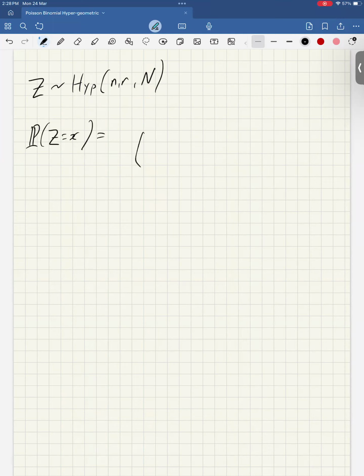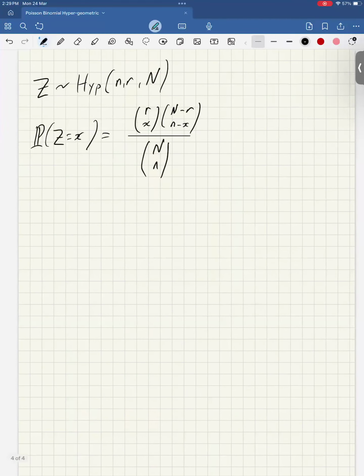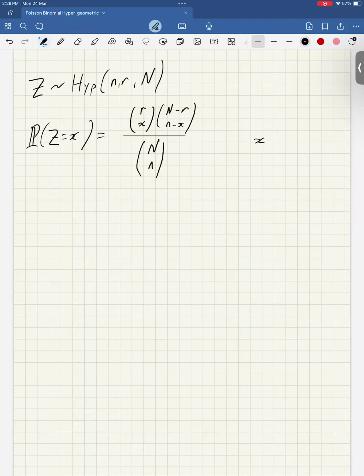is going to be, so now it's a formula that looks like it arises from an equal probability space, and it is. In the denominator, you have capital N choose little n, and here you have R choose X, and N minus R choose n minus X. So you've got these three binomial coefficients. And this is actually valid for X. Well, we would have liked to say that this is for X from 0, 1, 2, up to n.